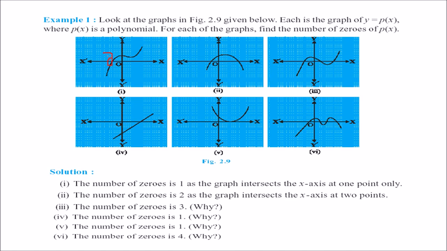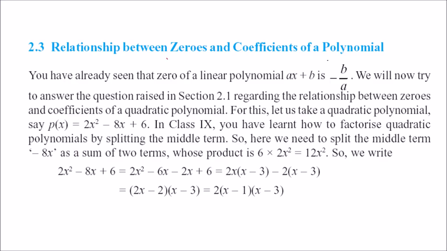So here it intersected at 1 point, so we have 1 zero. Here 2 points, 2 zeros. Here 3 points, 3 zeros. Here 1 point, 1 zero. And here 1, 2, 3, 4 points, 4 zeros. We have seen about zeros, how we can find zeros up till now.